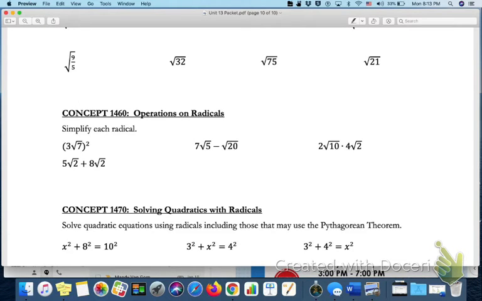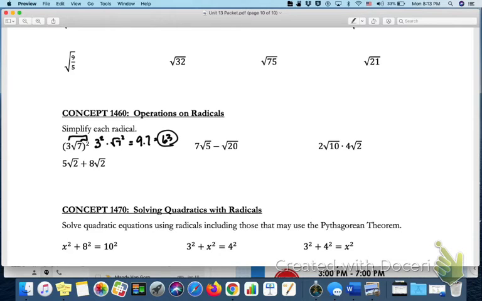Concept 1460, operations, simplify the radical. Remember, when you've got a squared, it's like using the distributive property. So we need to take 3 squared times the square root of 7 squared. 3 squared is 9, and squared and square root undo each other, so that actually leaves us with 7, and 9 times 7 is 63.